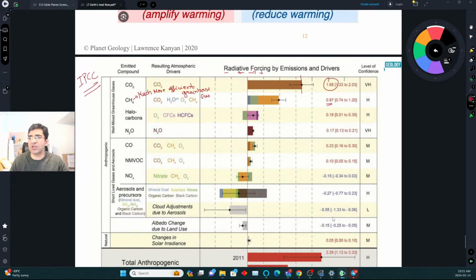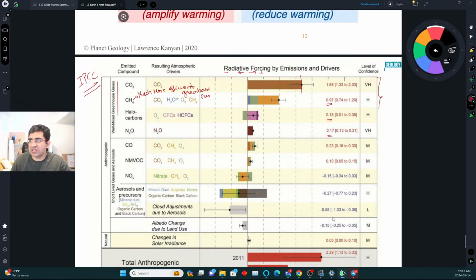And this 1.68 is not the effect of total CO2 in the atmosphere. It is the additional CO2 that we have added to the atmosphere that is causing an increased radiation absorption of 1.68 watt per meter square. Methane 0.97. Halogens, basically ozone, chlorofluorocarbons, plus 0.18, and nitrous oxide plus 0.17. So these are all your important greenhouse gases.